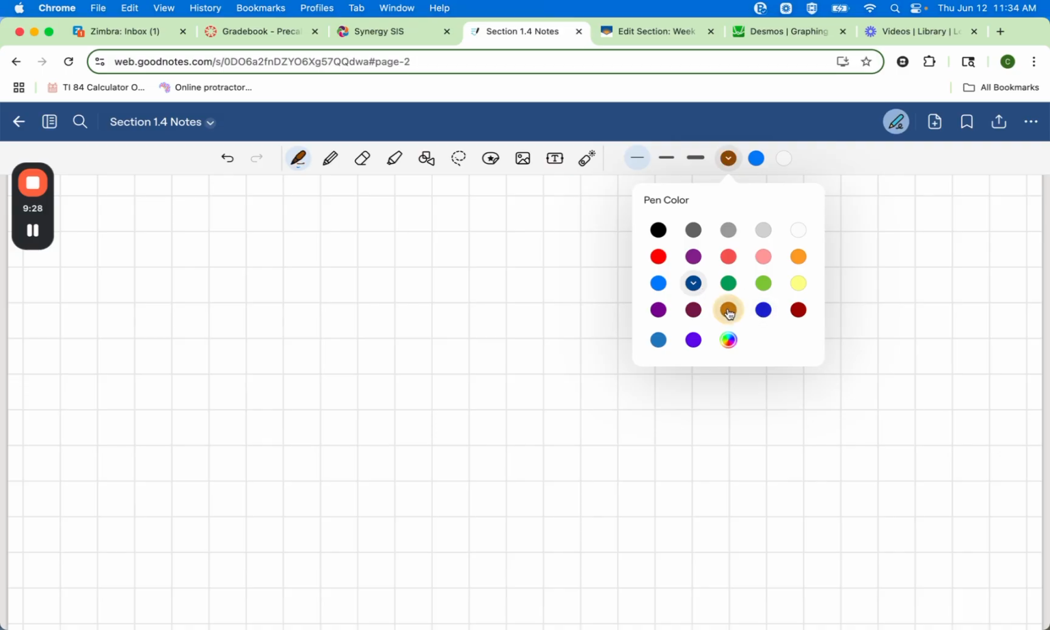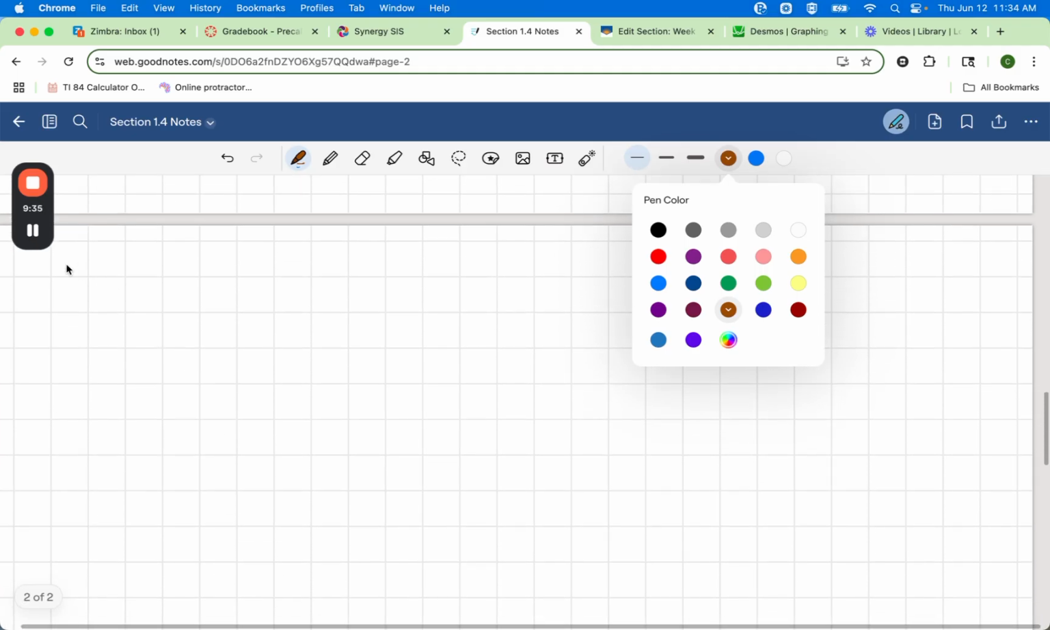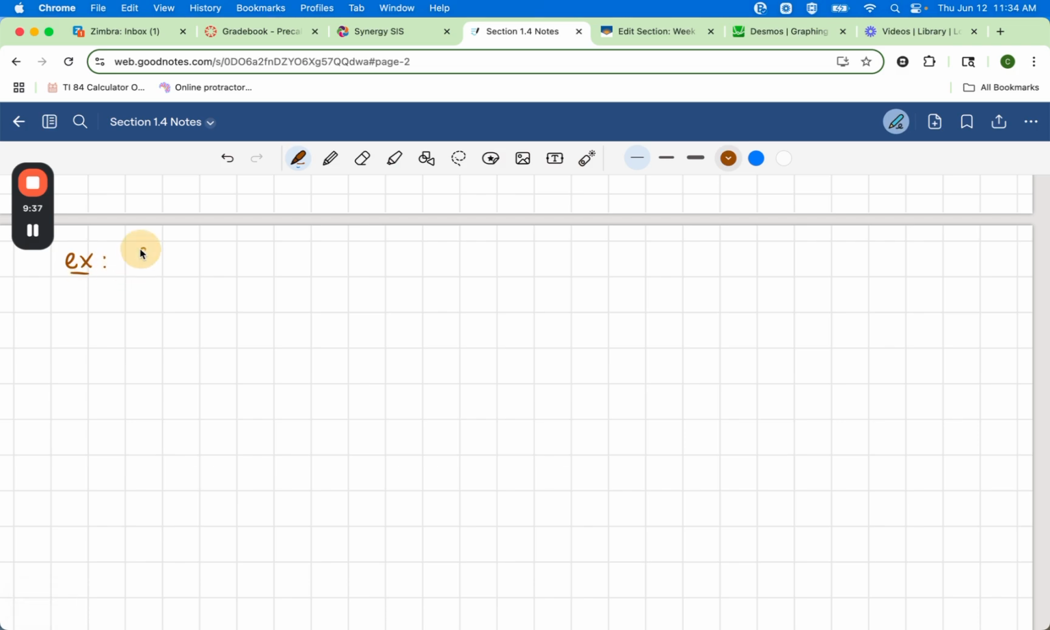The next example looks like this. I have f of x equals x minus 8, and I got g of x equals radical x plus 2. They want you to find the domain of f of g of x.